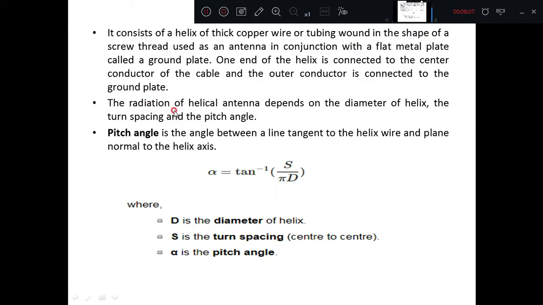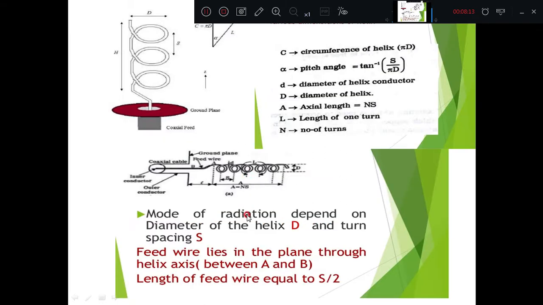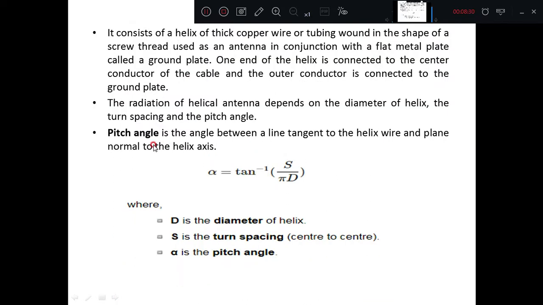Basically it is the helical antenna, right? The radiation of a helical antenna depends upon the diameter of the helix D, the turn spacing between two turns S, and the pitch angle, right? Pitch angle is a new term. It is the angle between the line tangent to the helix wire and the plane normal to the helix axis, right?